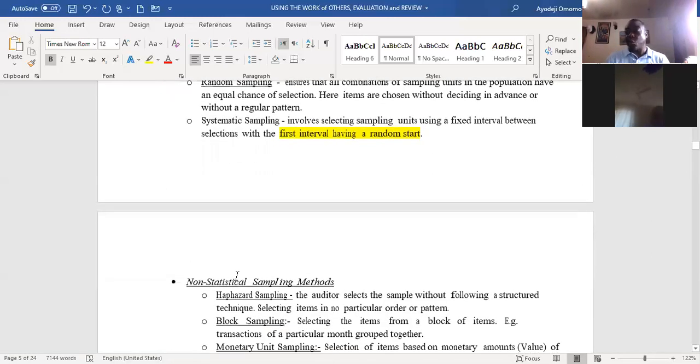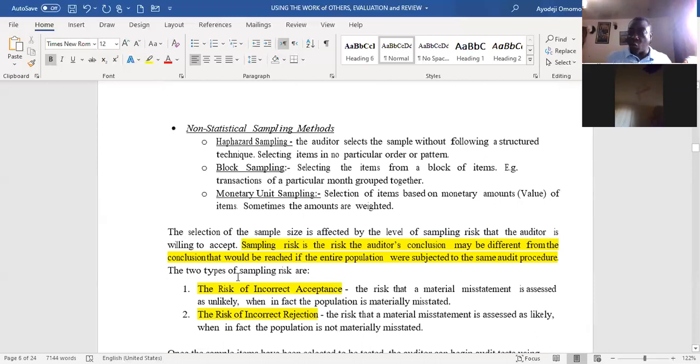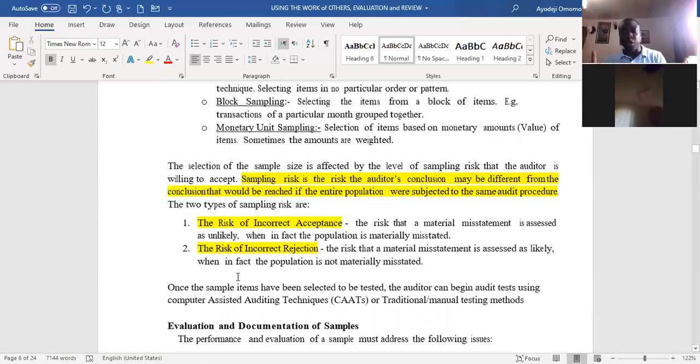Under systematic sampling, what we are saying is that you select one figure randomly, then put a fixed interval in between them. From 1 to 100, close your eyes and select 68. After 68, maybe you now put a gap of 5. 68 plus 5, you'll be having 73. 73 plus 5, you'll be having 78, and things like that. So that is what we call systematic sampling. Non-statistical: haphazard, you select it anyhow, no pattern, no order. Block sampling, you arrange them, you group them together, maybe into months, maybe into serial numbers, and you select. Monetary, you use monetary amount.